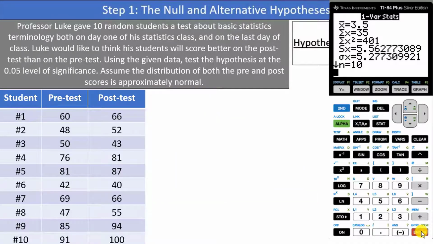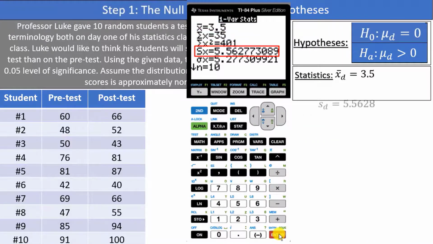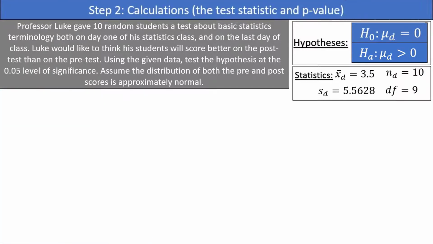We need x bar, Sx, and n, but the calculator doesn't know that these values are calculated based on difference data, so there is no subscript d. So for us, x bar sub d is 3.5, s sub d is 5.5628, and n sub d is 10. We also know that the degrees of freedom are n sub d minus 1, which is 10 minus 1, or 9. Okay, now we can move on to step 2, calculations.